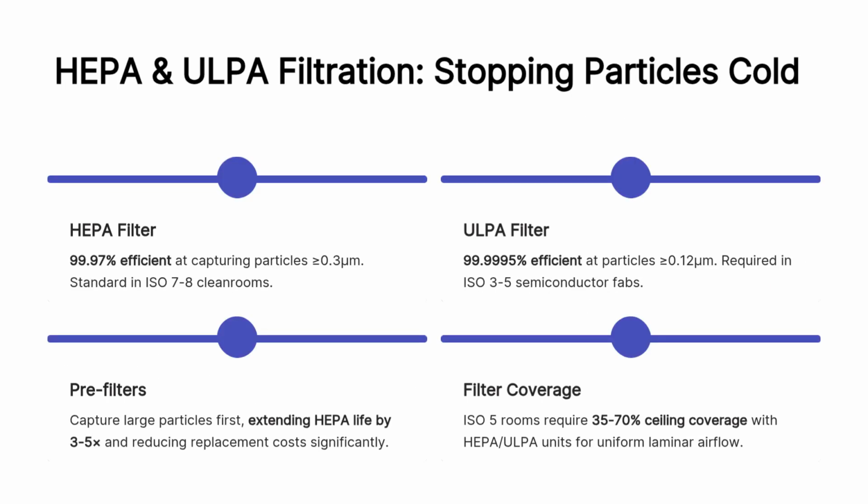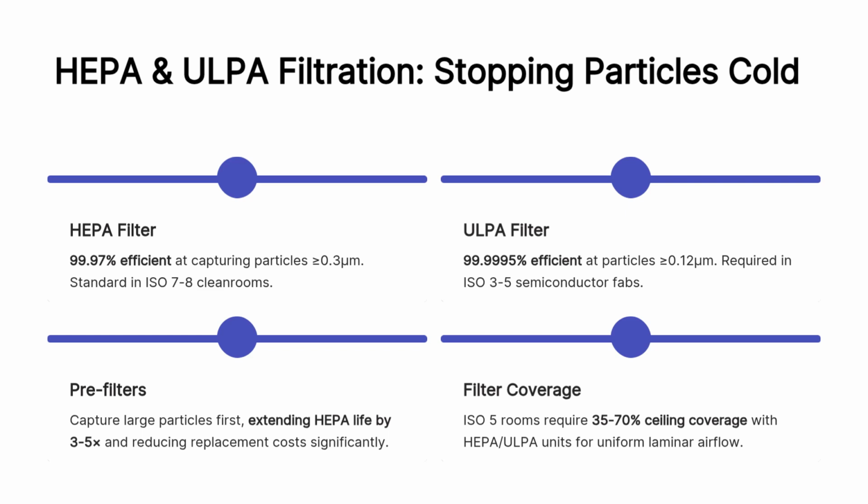High-efficiency particulate air filters capture 99.97% of particles at 0.3 micrometers, standard in International Organization for Standardization 7 to 8 cleanrooms. Ultra-low penetration air filters with 99.9995% efficiency for particles at 0.12 micrometers are essential in International Organization for Standardization 3 to 5 semiconductor fabs. Pre-filters extend high-efficiency particulate air life by 3 to 5 times.